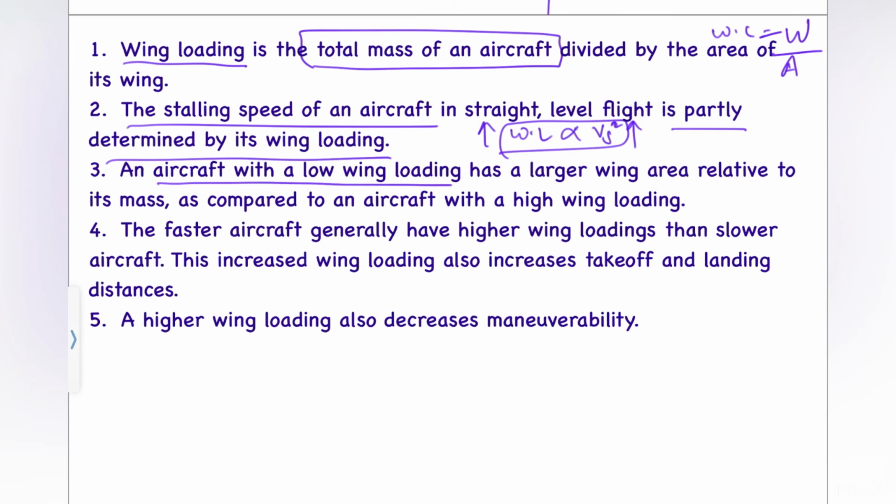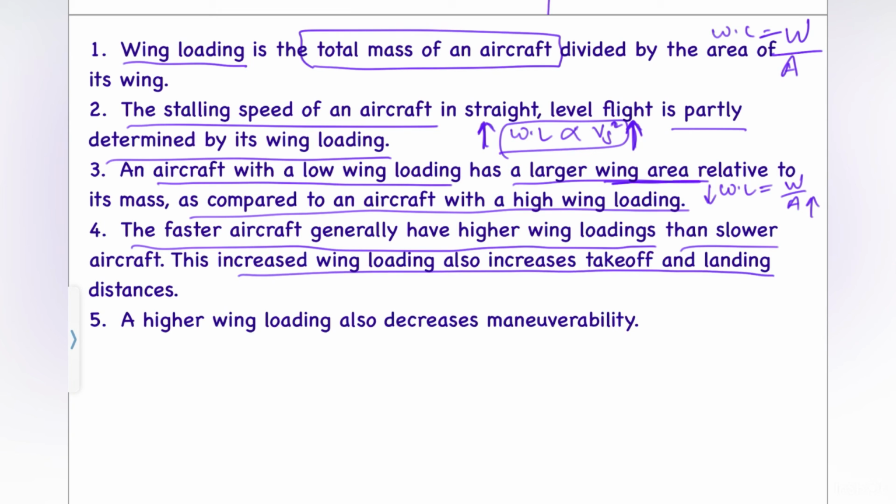An aircraft with a low wing loading has a larger wing area. Wing loading is equal to weight upon area, so a higher wing area has a lower wing loading as compared to a high wing loading. Faster aircraft generally have higher wing loadings because the stall speed is higher. We already discussed that high wing loading aircraft have to fly faster because their stall speed is more. The increased wing loading also increases takeoff and landing distance, which I have already discussed, because the aircraft has to reach that much speed, which requires a quantifiable amount of distance to take off and land. So transport or heavier aircraft need a longer runway, commercial aircraft also in that case.